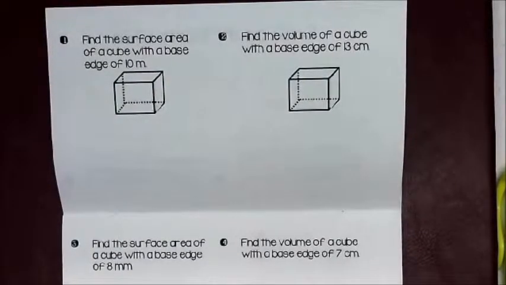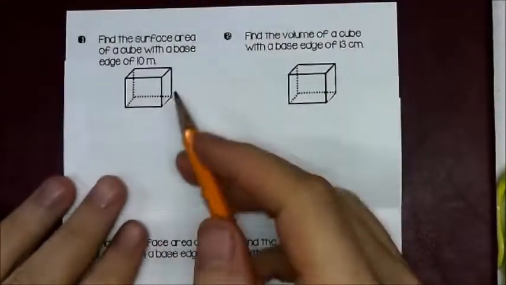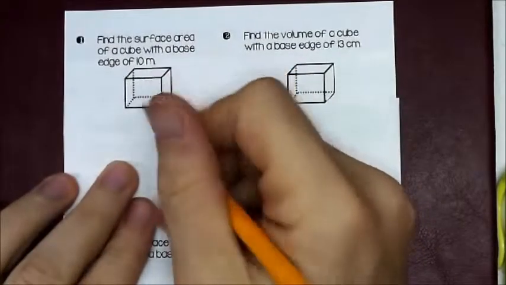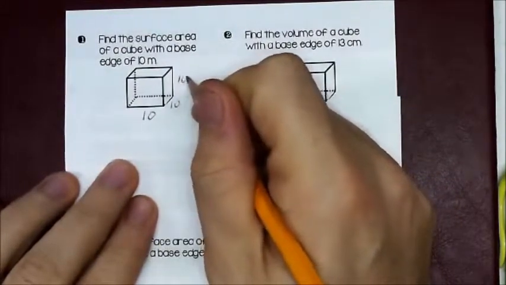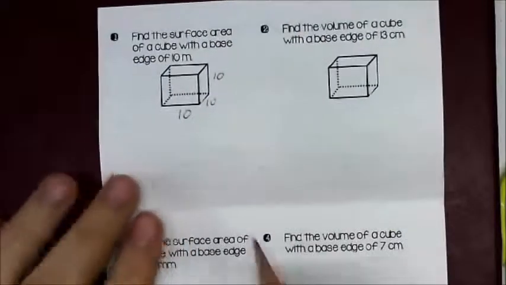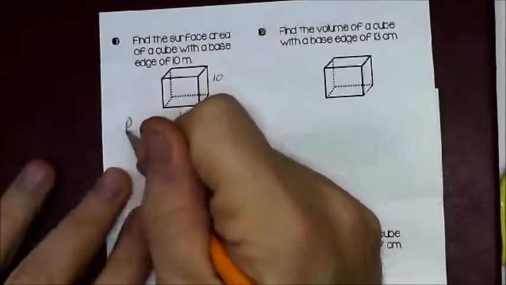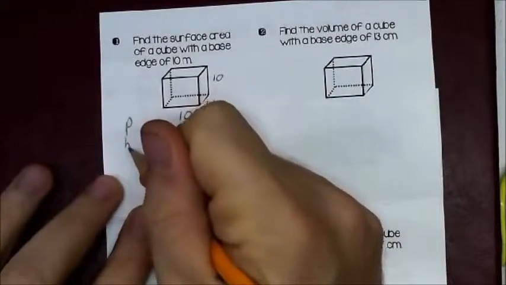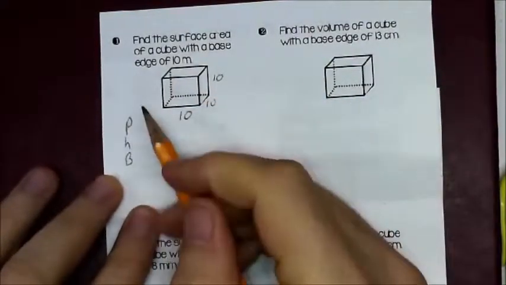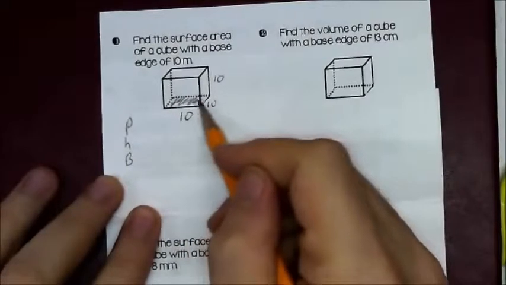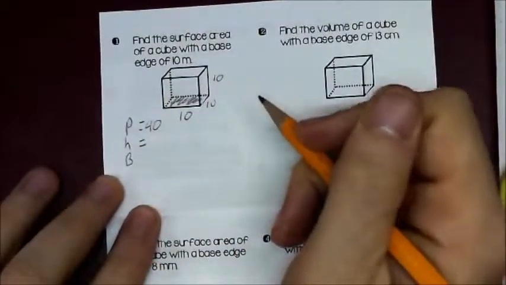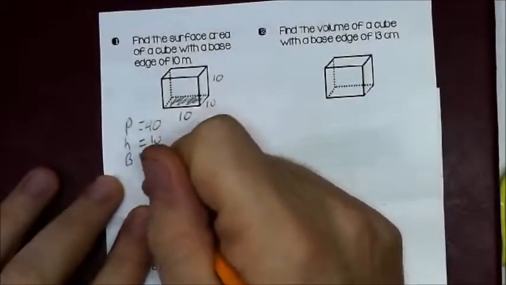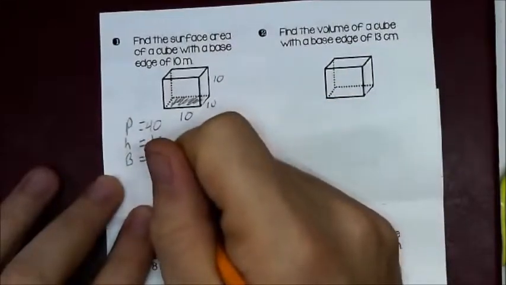And now let's talk about finding surface area and volume of cubes. Now, cubes work exactly like rectangular prisms, except we know that everything is the same length. So if it has an edge length of 10, that means that's 10, this is 10, and that is 10. We still need to find our perimeter, our height, and the area of our base. Well, the perimeter of our base would just be 10 times 4, which is 40. Our height at this point would just be 10. And the area of our base, 10 times 10 is 100.